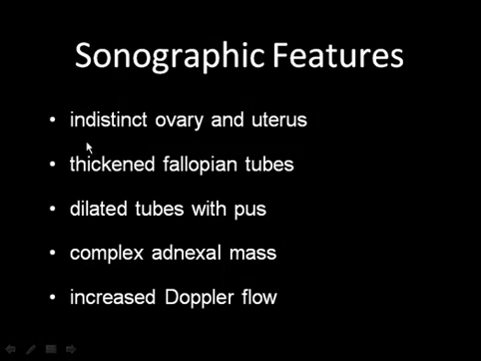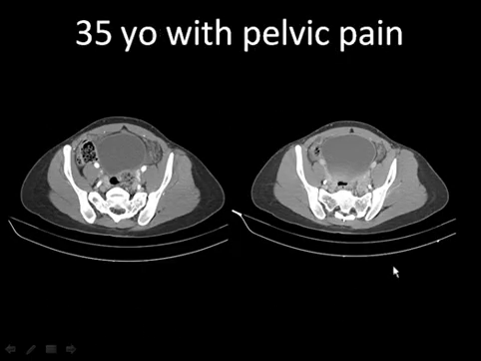Features include indistinct ovary and uterus, thickened fallopian tubes which may sometimes dilate and fill with pus. This may extend to involve the ovary, where one may see a complex adnexal mass, and the involved tissues may present with increased Doppler flow. Here is a patient who presented with pelvic pain. Because of the diffuse nature of the pain, a CT was obtained.